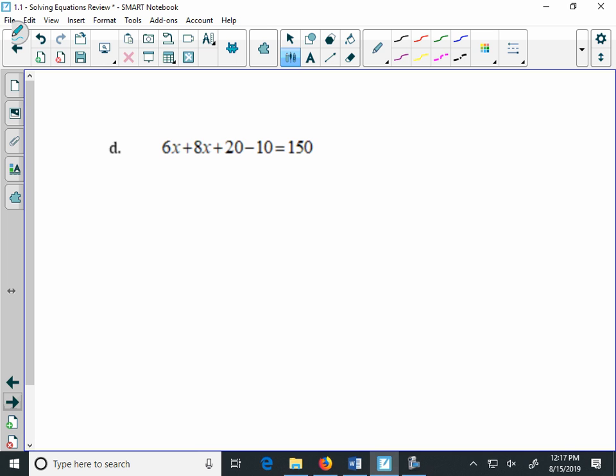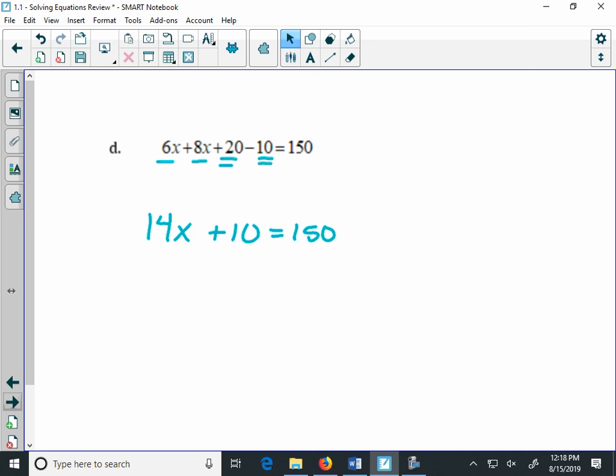When we combine here, 6x plus 8x is what? 14. And then we can combine our numbers. What do we get when we do 20 minus 10? 10. Equals 150. I see this a ton. We think, oh, gotta do the opposite, we subtract the 6. Don't do that. They're on the same side. Keep the signs the same. When they're on opposite sides, then you would use the opposite sign.